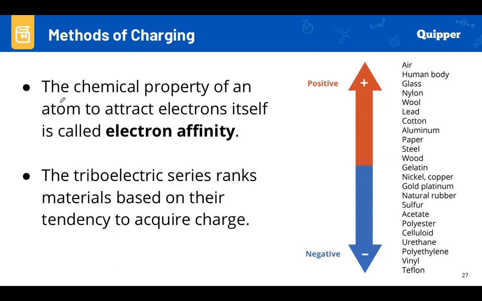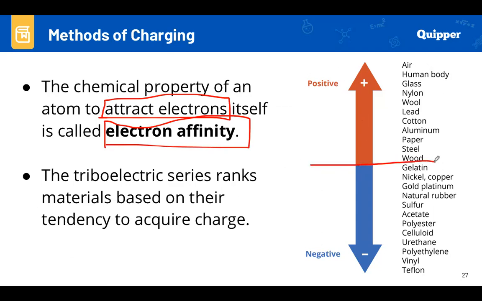Okay, so the chemical property of an atom to attract electrons itself is called electron affinity. Again, attract electrons. Ano yung mga nag-a-attract ng electrons? We have for positively charged, this, and for negatively charged, this. Okay? If you want to have this copy, i-screenshot nyo na lang na ganyan. So the triboelectric series ranks materials based on their tendency to acquire electrons or charge. Okay?